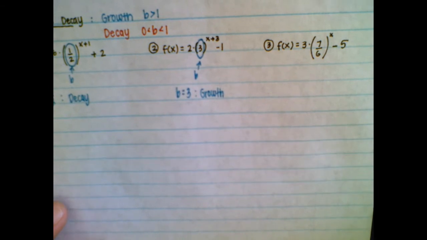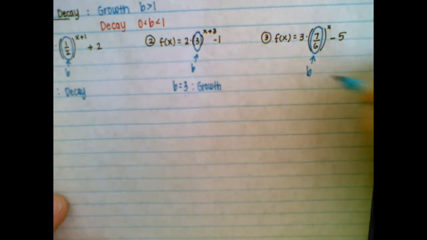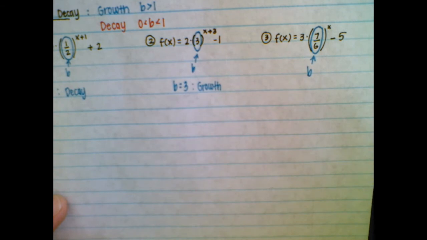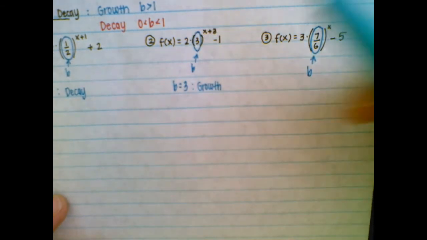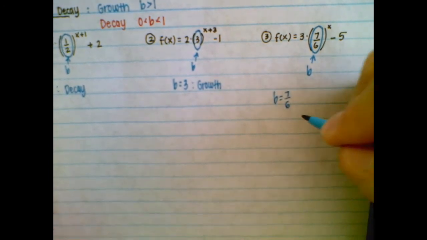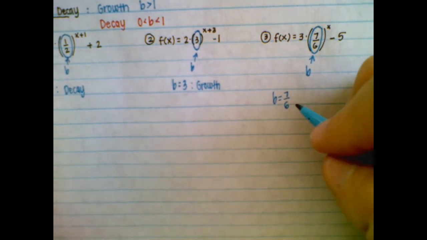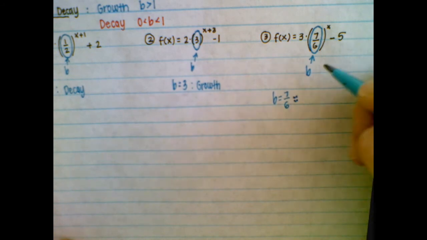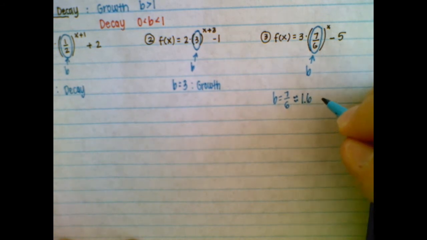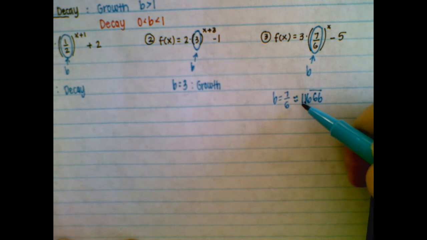In our third example, this one definitely has a fraction in it, but you have to really be careful when you're picking out something like this. I know some people automatically say, oh, it's a fraction, it's got to be a decay, because that's where our fractions happen. But this is telling us that our b value is 7/6. And if we think about what that means, 7 is bigger than 6. If I were to type this into my calculator, 7 divided by 6 gives me about 1.16666 repeating. So that tells me that this decimal is over 1.